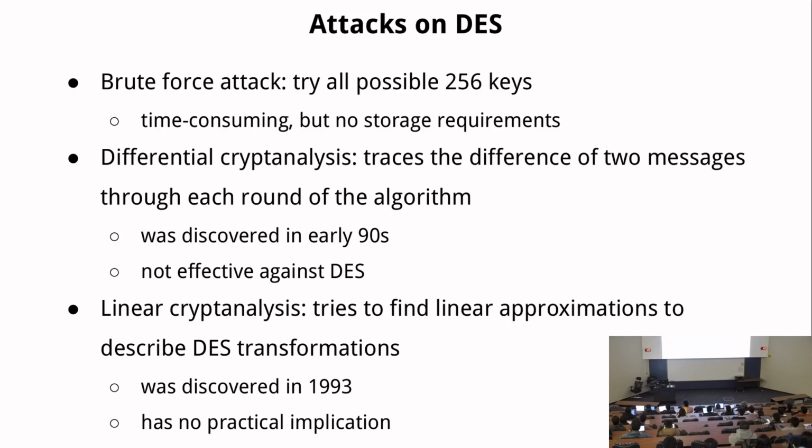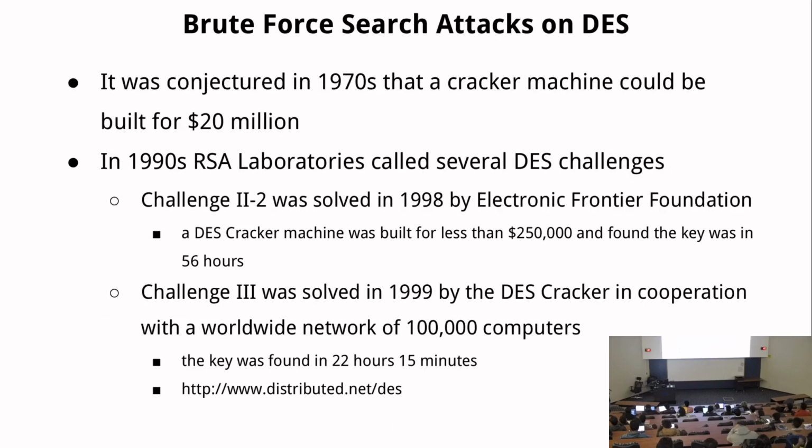Differential analysis, which has been quite successful on a lot of algorithms, was not very effective against DES. So DES was quite safe, secure. The only problem is the key is not long enough. Basically in the 70s, people thought if you build a machine to crack DES to enumerate all the keys, that machine probably will cost you $20 million. That's back in the 70s.